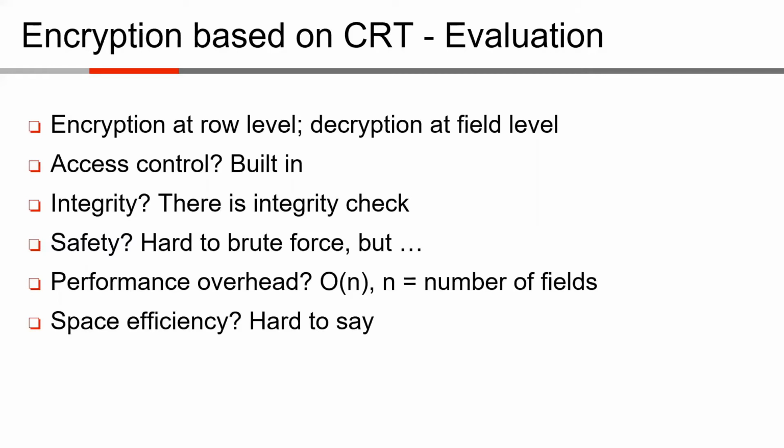What's the performance overhead? Assuming n is the number of fields, encryption requires n multiplications, one addition and one modulation. The complexity is O(n), which is not bad. Is it space efficient? Maybe. Although each record is represented by only one value, we only know that this value is smaller than big D, and big D is a product of several numbers, which can be really big.